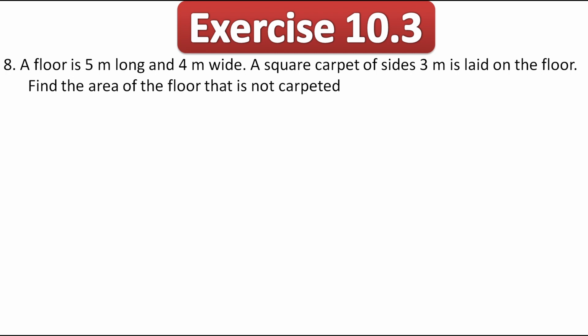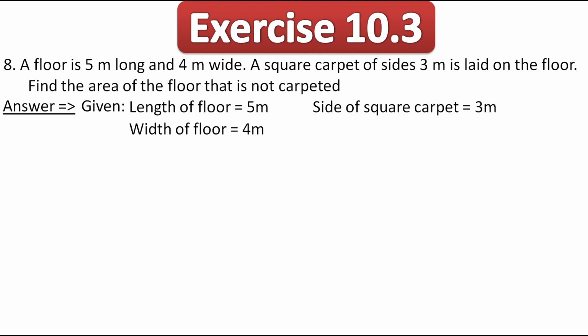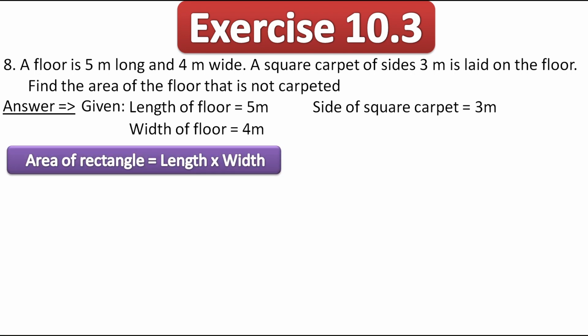Okay. So first I will write the given things. Length of the floor is 5 meter, width of the floor is 4 meter, and side of square carpet is equal to 3 meter. So first we will find the area of rectangle, that is area of floor is equal to 5 into 4, which is equal to 20 meters square.